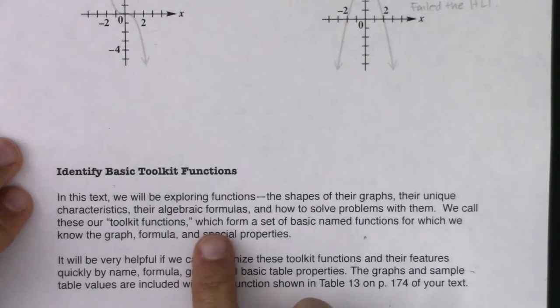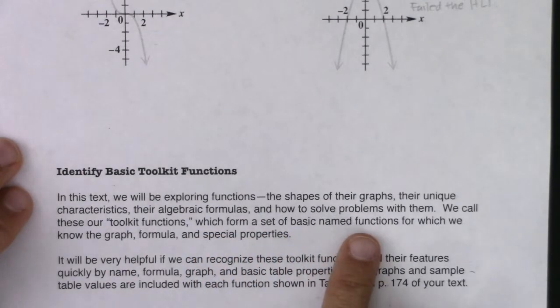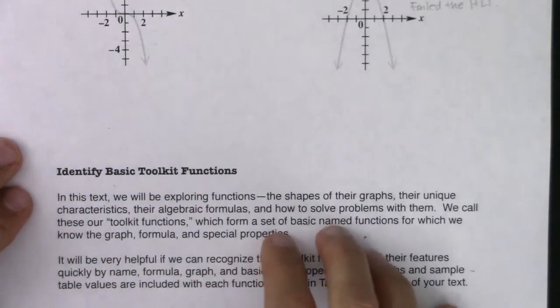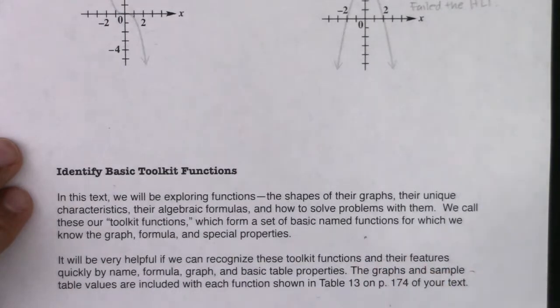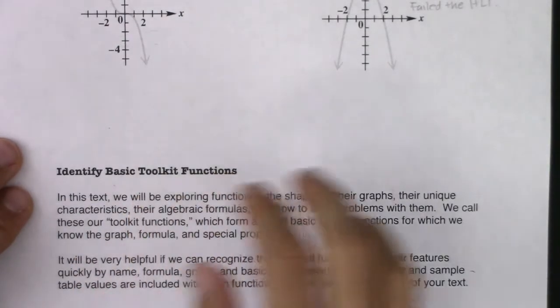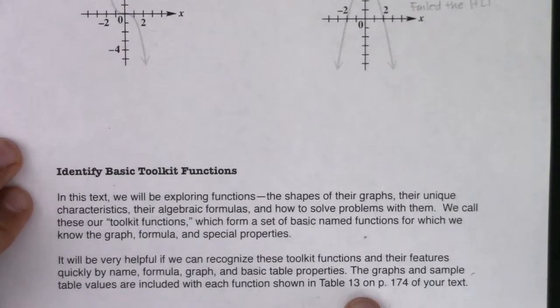These toolkit functions form a set of basic named functions for which we'll know the graph, the formula, and these special properties. It becomes more and more helpful as we progress through this semester if you can recognize these toolkit functions by name, by formula, by graph. That's going to help you as we get into the more difficult functions. Let's have the basics down so we can extend beyond those. And I'm going to show you page 174 of your text, where your text actually shows you all of those toolkit functions.